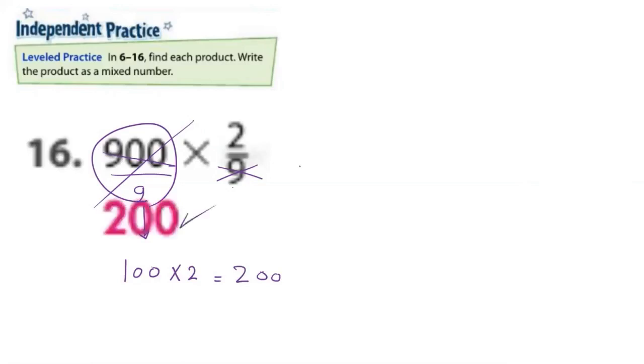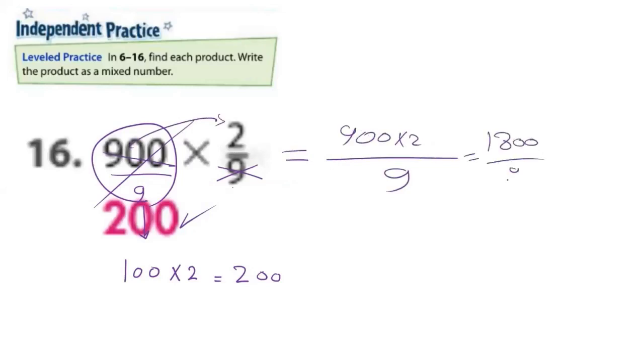The answer here is 200. Someone want to use the traditional way? Okay, it's easy. It's up to you. Drop this 9 as it is and multiply 900 by 2. Okay, it will be 18 and double 0 over 9. After that, I will drop double 0 as it is, and 18 over 9 equals what? Equals 2. It is the same answer.